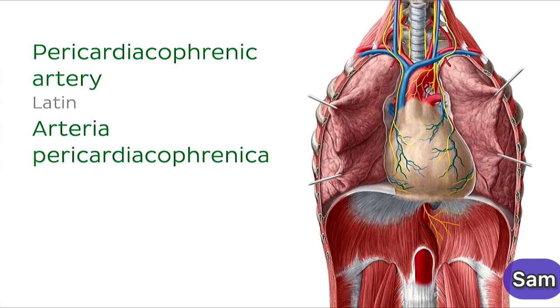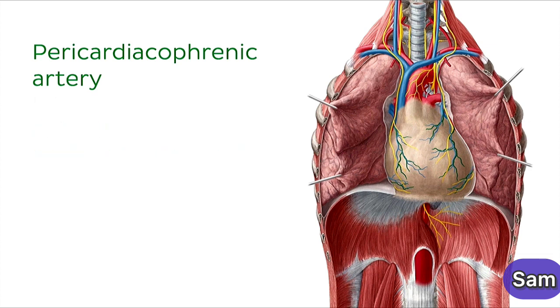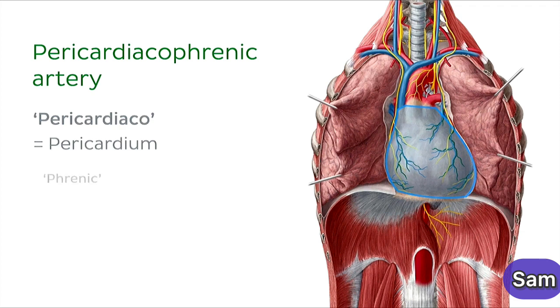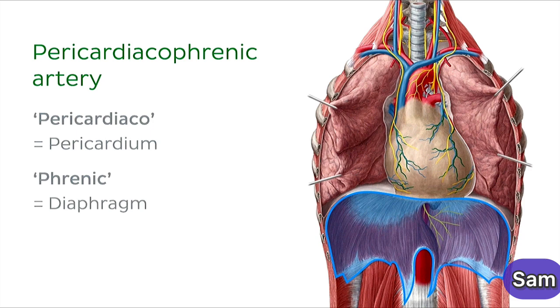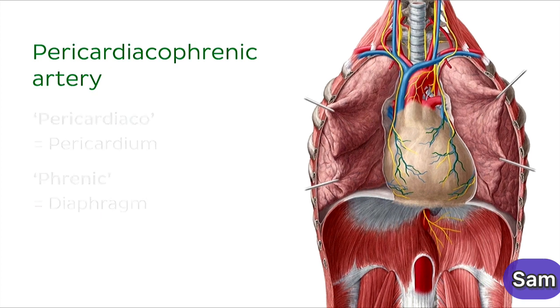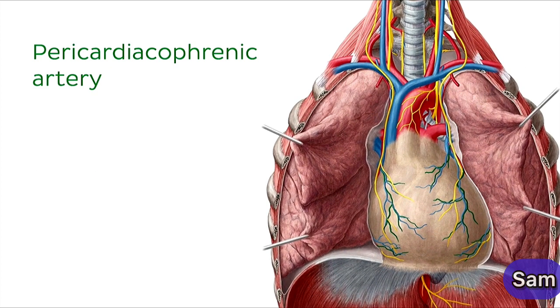It's a little bit of a mouthful, but don't let that intimidate you, as these guys are just named based off what they supply. So the first part of the word, pericardiaco, means that it supplies the pericardium, the layer of tissue that we looked at previously, and the last part of the word, phrenic, refers to the fact that it supplies the diaphragm, which is the thin muscle at the bottom of the thorax that we already discussed. And not only are these little guys sort of hard to pronounce, they're also a little bit hard to identify, and zooming in definitely helps us see them a little bit better.